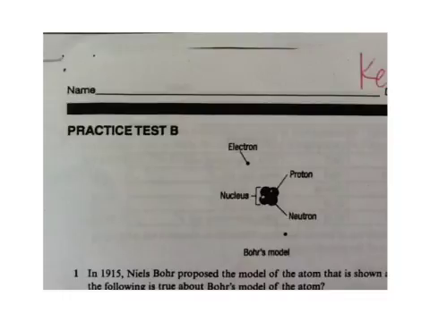Number 3. The table shows the properties of several elements. Which 3 elements are most likely in the same group of the periodic table? A. Chromium, lithium, and gold. B. Chromium, gold, and potassium. C. Lithium, sodium, and chromium. Or D. Lithium, potassium, and sodium.